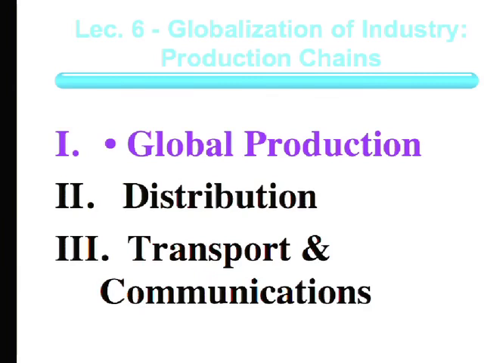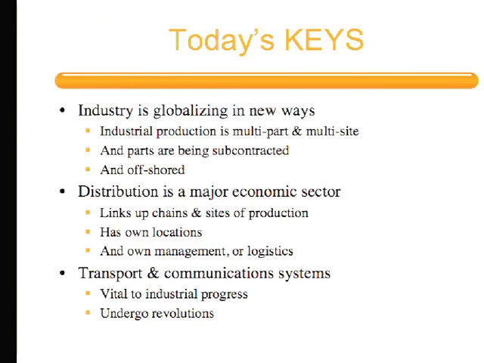But going back, today's keys: industry is globalizing in new ways, and it's globalizing through production chains. That's going to be the first topic of discussion today, where you have industrial systems that are multi-part and multi-site, spreading out around the world, being subcontracted around the world, being offshored from the U.S. and Europe. Now we're going to talk about distribution, which is a major economic activity in its own right. We move away from just talking about manufacturing and factories, to how things move around. So we'll start with that.